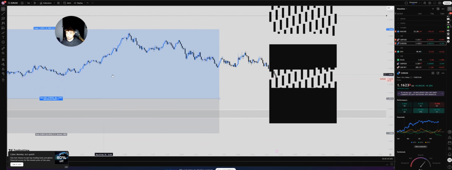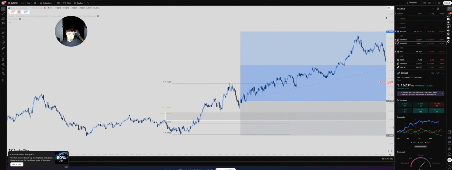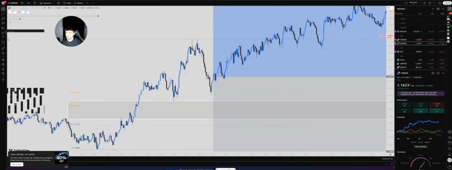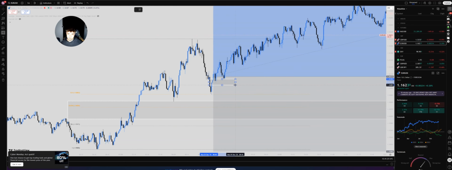Then we simply drop down to 1 minute as soon as we get that tap into the fib range, and we wait for an inversion fair value gap. You can see here that we had this bearish imbalance that we traded straight through and entered from there. So it is as simple as that.